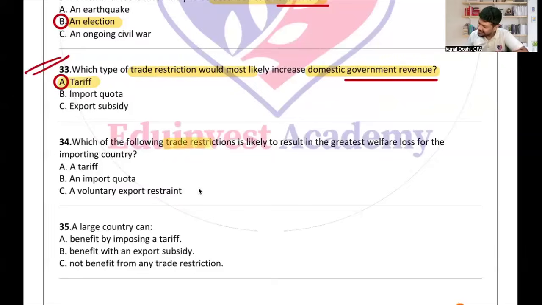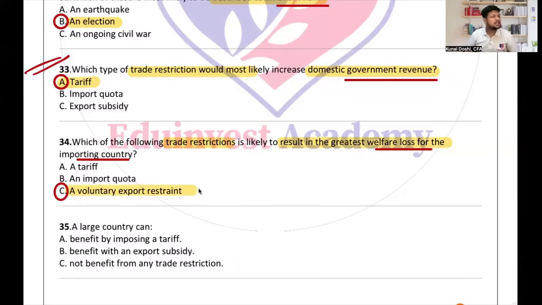Which of the following trade restrictions is likely to result in the greatest welfare loss for the importing country? For the countries which are going to import, see, in tariff and quota, at least the government makes some money. Why? Because they collect the fees or the taxes. In tariff, they collect the taxes. In import quota, they collect the license fees. But in voluntary export restraint, there is no benefit at all.